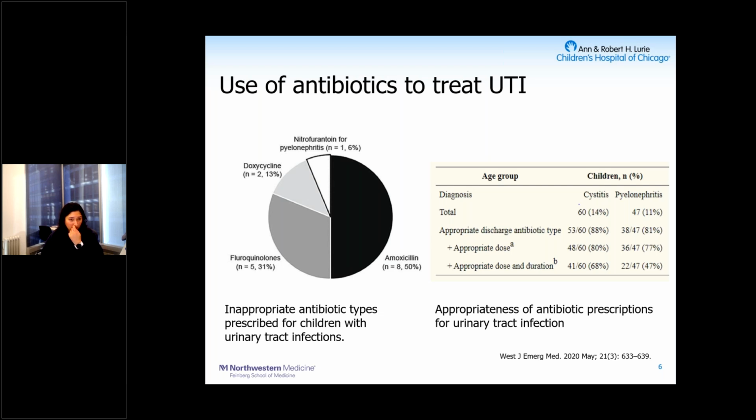Fluoroquinolones, I think, are very overused in this population and should not really be used unless there is an absolute need to do so. This table on the right-hand side looked at the appropriate versus inappropriate antibiotics that were used, the appropriate dose, and then the appropriate dose and duration. The appropriate dose was probably used more frequently, but still there's plenty of room for improvement. The appropriate dose and duration in pyelonephritis was only 50% or less than 50%.